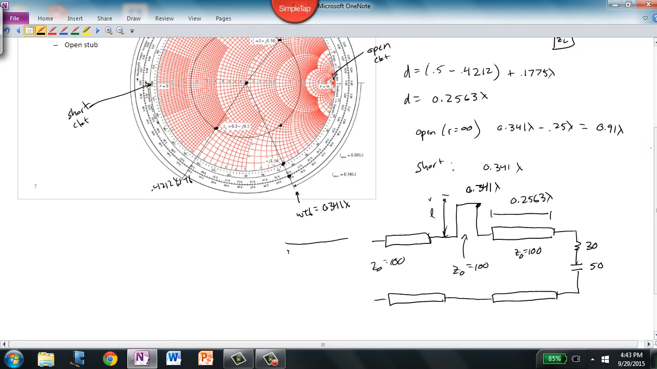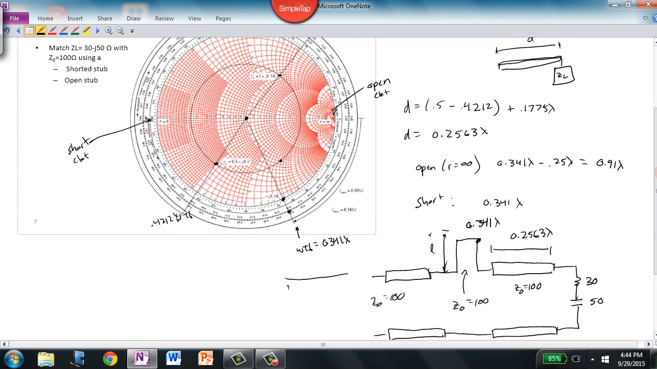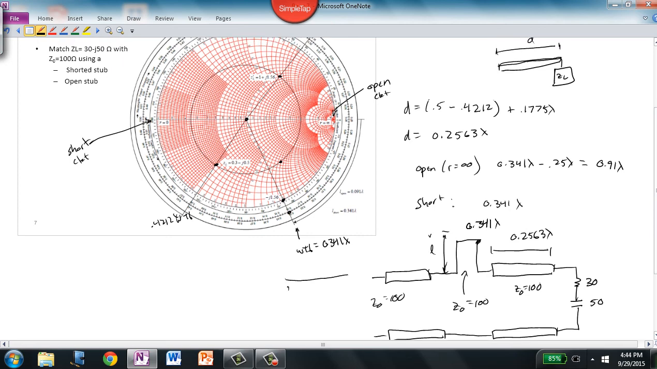So why would I choose an open or a short? Well, in this case, typically what I'll be trying to do is minimize the length of the stub that's inserted. So a problem might say match the load to the transmission line using the shortest stub possible. That's a very common application. So that's the use of series stub calculations.